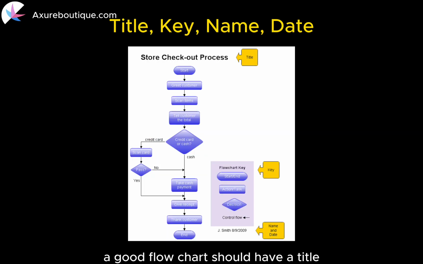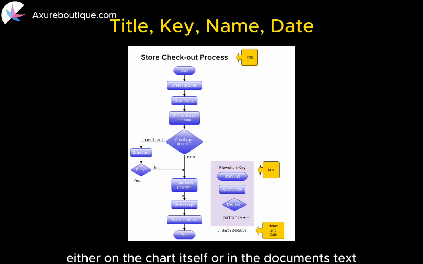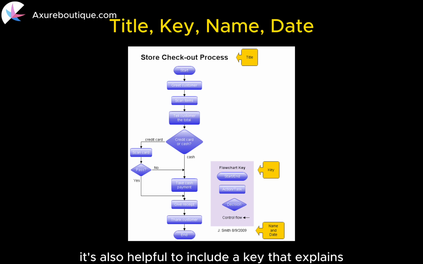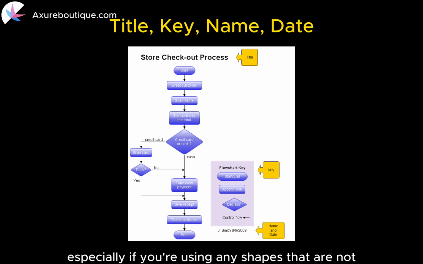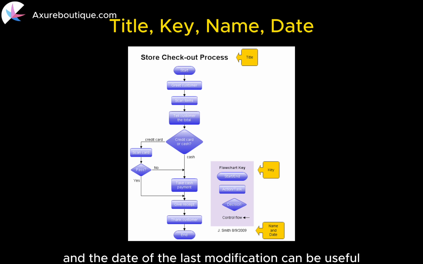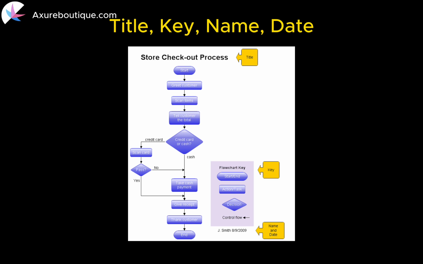A good flowchart should have a title either on the chart itself or in the document's text. It's also helpful to include a key that explains the meaning of the shapes, especially if you're using any shapes that are not commonly used. Additionally, including the name of the author and the date of the last modification can be useful. The chart provides a basic overview of a retail store checkout process.